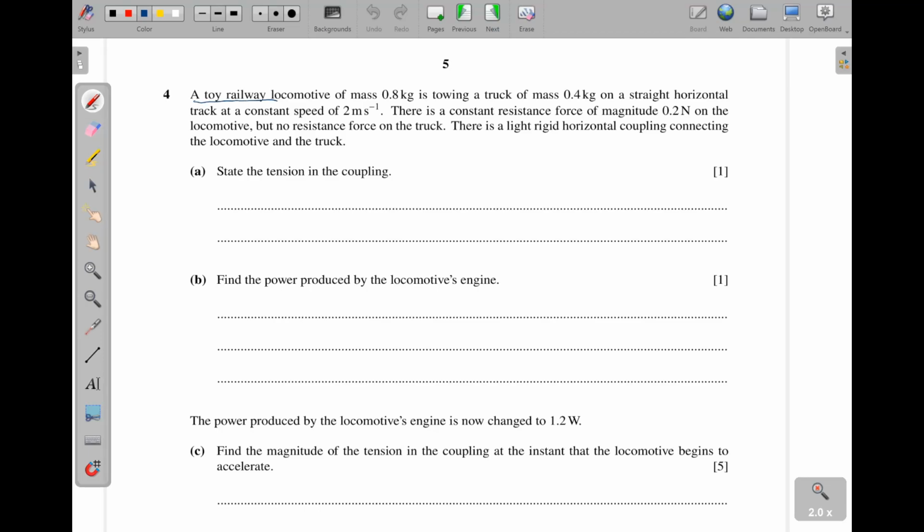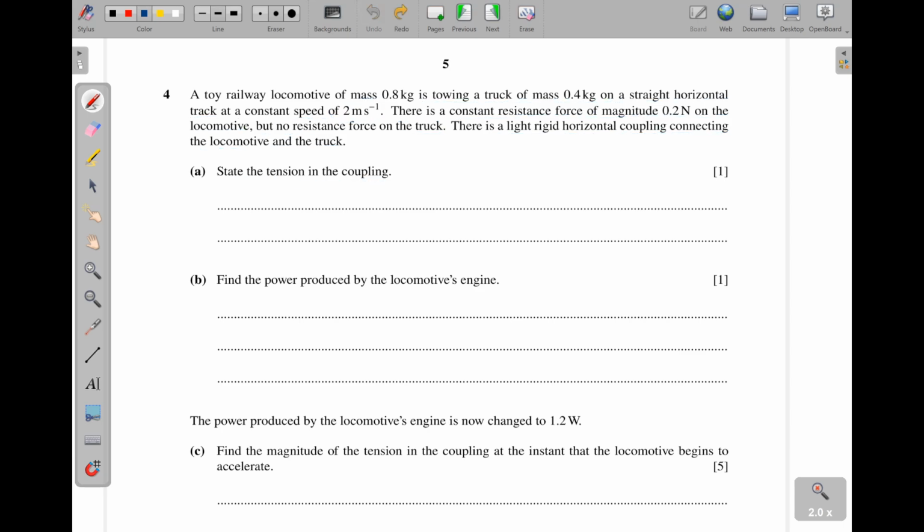Question: a toy locomotive of mass 0.8 kilograms is towing a truck of mass 0.4 kilograms on a straight horizontal track at a constant speed of 2 meters per second. There is a constant resistance force of magnitude 0.2 newtons on the locomotive, but no resistance force on the truck. There is a light rigid horizontal coupling connecting the locomotive and the truck. Part A, state the tension in the coupling.